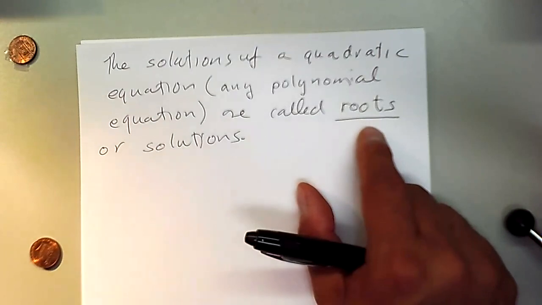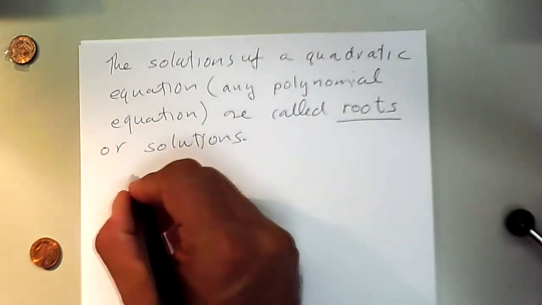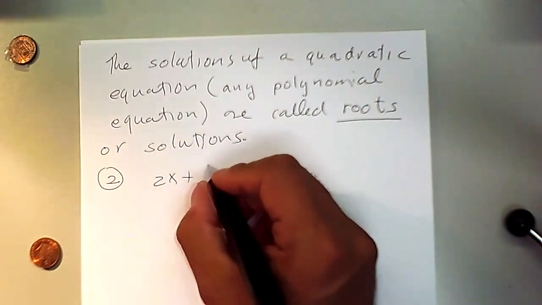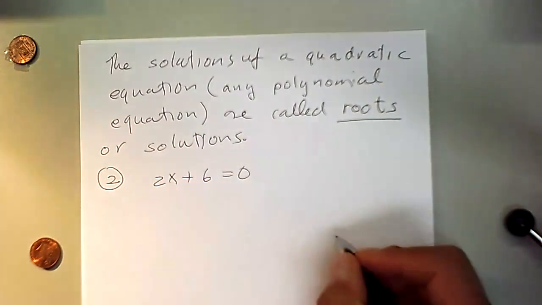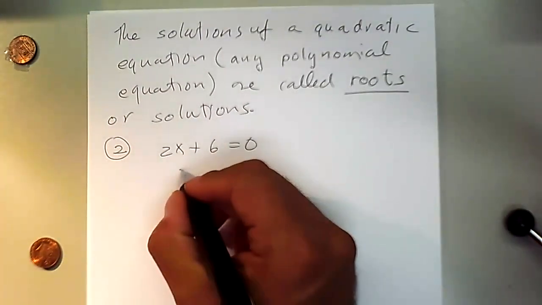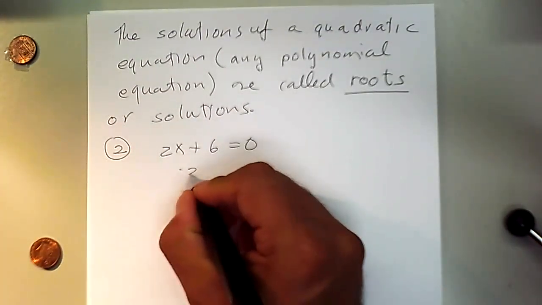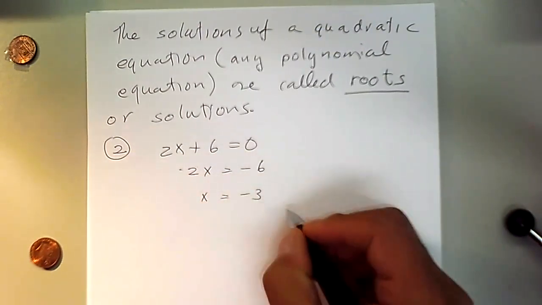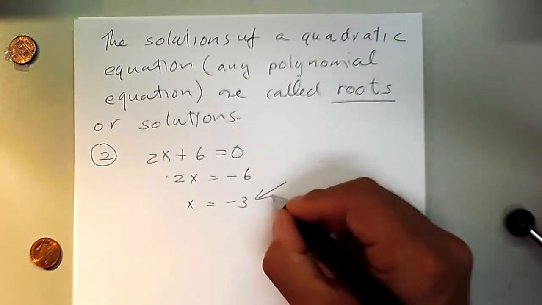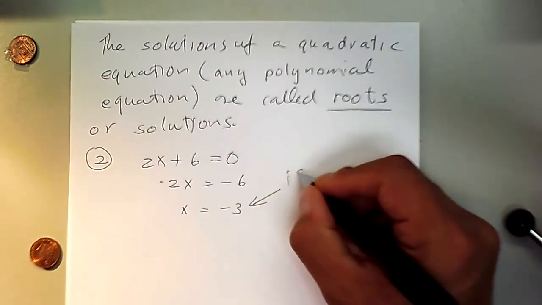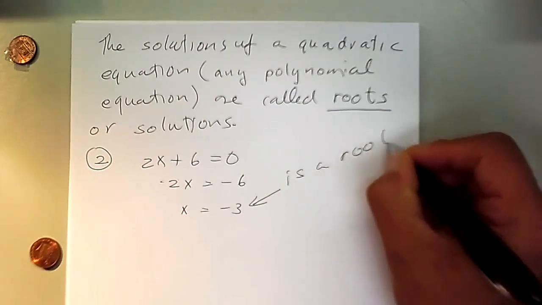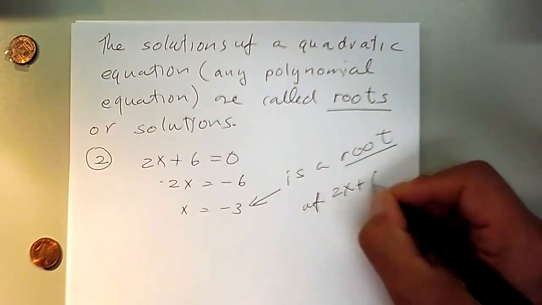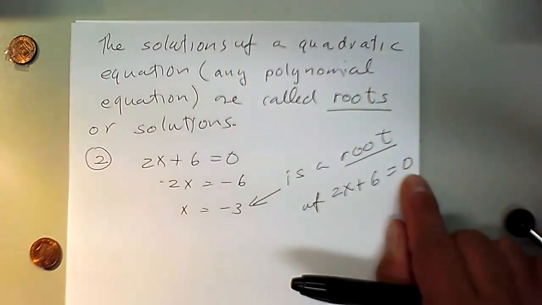It is misleading. For instance, if we have the equation, let me write down 2x plus 6 equal to 0. You know how to solve this linear equation. So 2x is equal to negative 6, and that means that x equals negative 3. So this guy, negative 3, is a root of 2x plus 6 equals 0, of this equation.